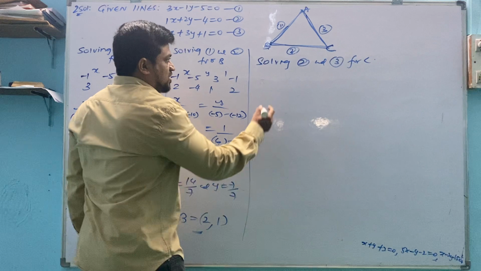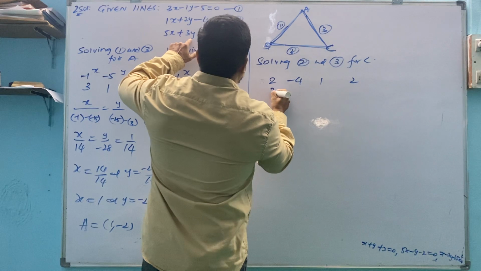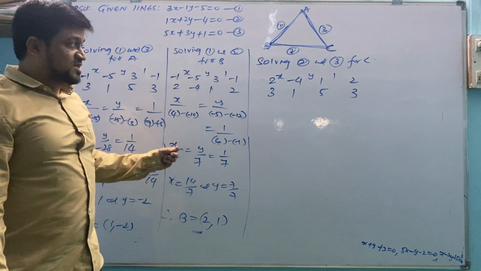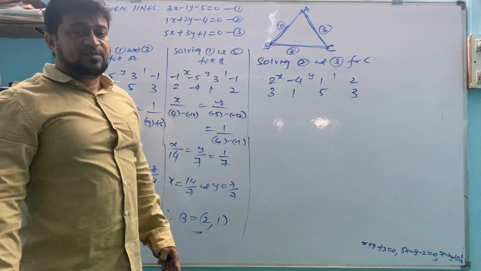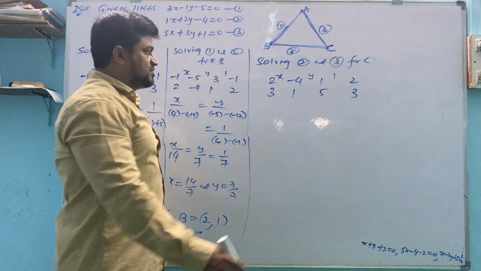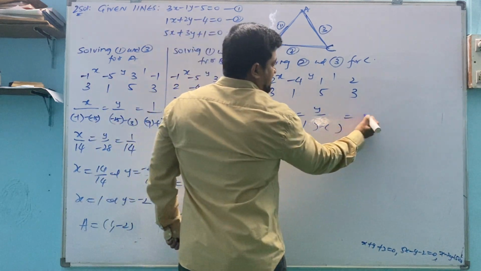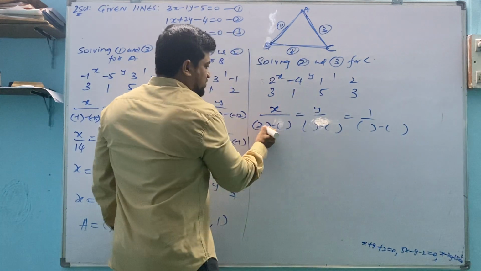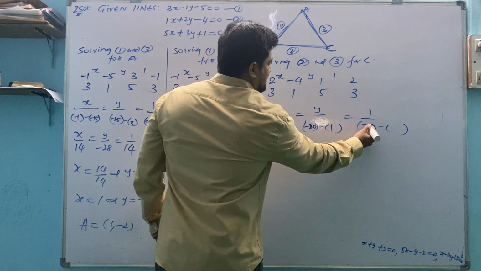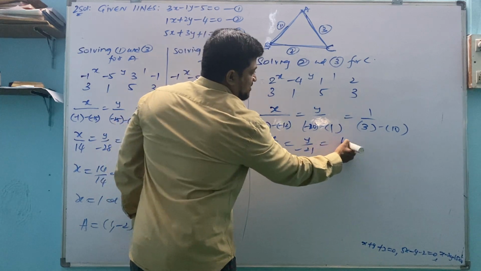Similarly, third one. Solving 2 and 3. Second term, third term, first term, second term. Second, third, first, second. X, y, 1. Those who are unable to see this, maybe some of them have a visibility issue, they can follow the steps and do it on their own. X by AD minus BC, Y by AD minus BC and 1 by AD minus BC. 2 minus 12, minus 20, 1, 3, 10. X by 14, Y by minus 21, 1 by minus 7.